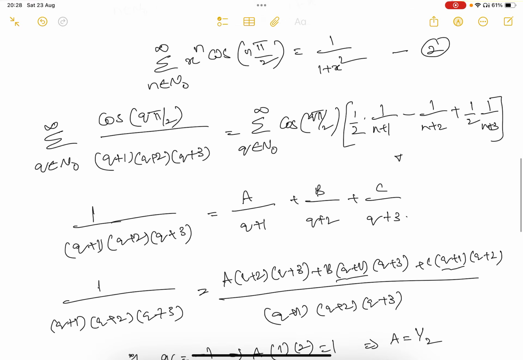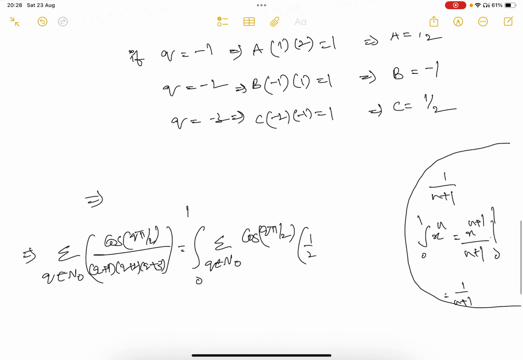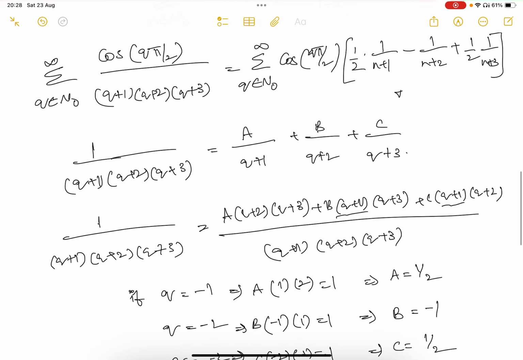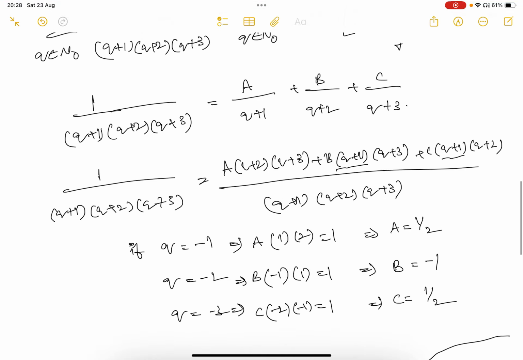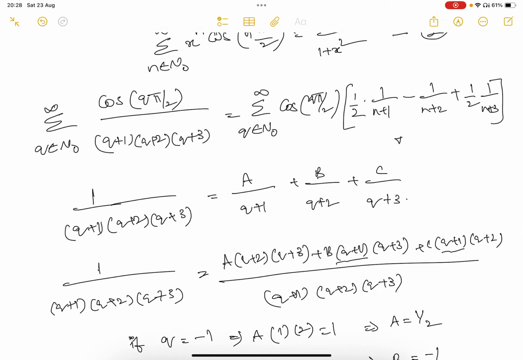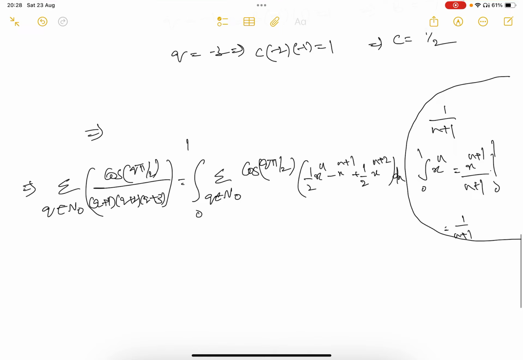one by 2 into, as the first case is 1 by n plus 1, right? Then it can be written as x power n, minus the second case is n plus 2, then this can be written as x power n plus 1. The third part is half into n plus 3, then this will be plus half into x power n plus 2 dx. Fine.